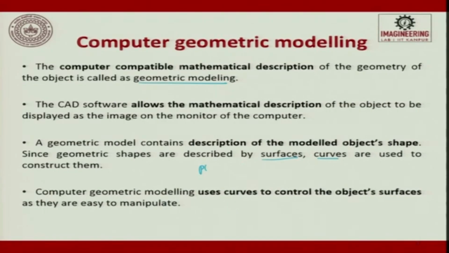So, it is like this: point to line, line to plane, plane is nothing but a surface, several surfaces leading to an object, right. So, that is what a geometric model contains, a description of the modeled object's shape, since geometric shapes are described by surfaces and curves used to construct them. Computer geometric modeling uses curves to control the object surface as they are easy to manipulate.